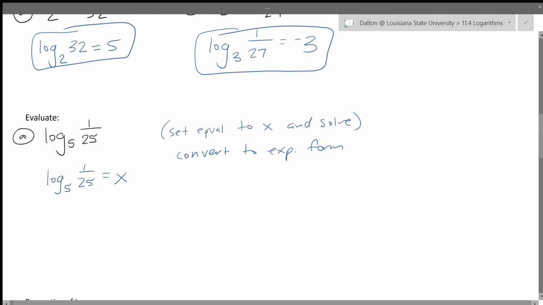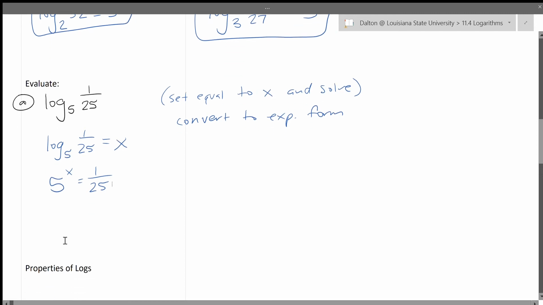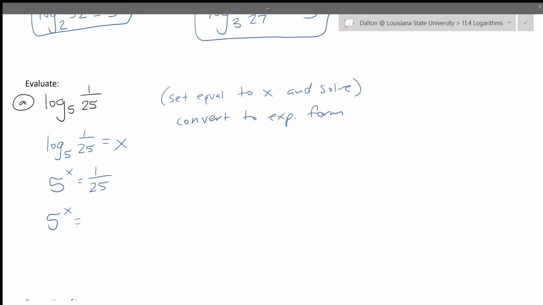So if I convert this to exponential form, my base is 5. So that would be 5 to the x power is equal to 1/25. Now, some of you may know the answer right away, and that's okay if you do. I at least need to see this step. If you aren't sure of the answer right away, your job is to figure out how you can rewrite 1/25 to also have a base of 5. So how can you rewrite 1/25 using a base of 5?